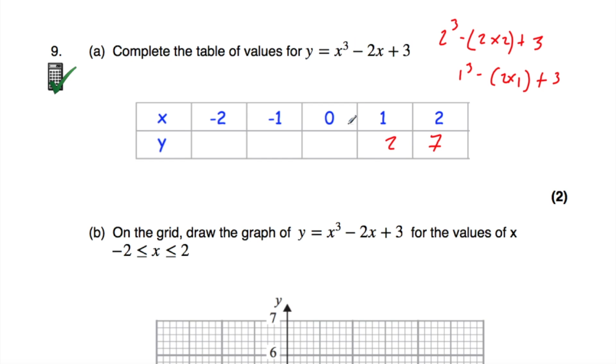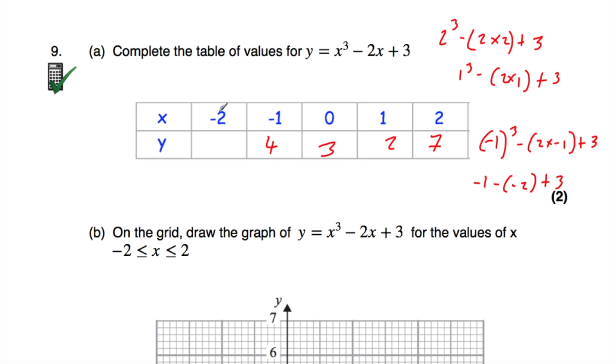0, take away 0 plus 3 would be 3. Next, negative 1. Now here, whenever you're typing this into your calculator, make sure you put the negative 1 in brackets. So negative 1 cubed minus 2 times negative 1, and then plus 3. Negative 1 cubed is negative 1, and then we're going to be taking away negative 2, and then adding 3. Negative 1 minus minus 2, that's going to be negative 1 plus 2, which is 1, plus 3, which is 4.